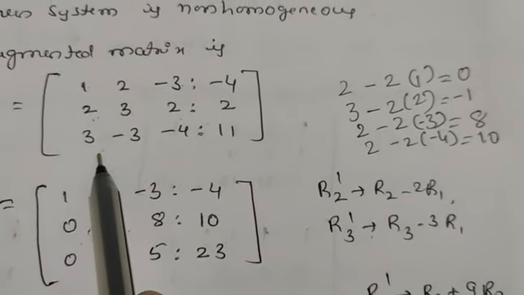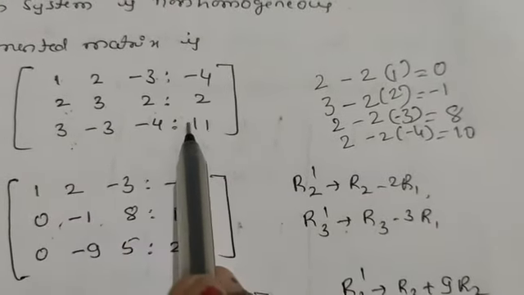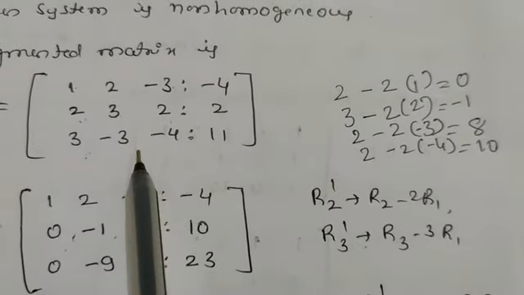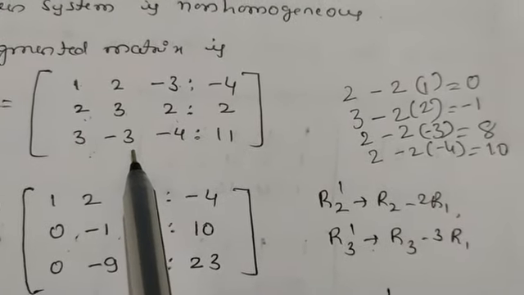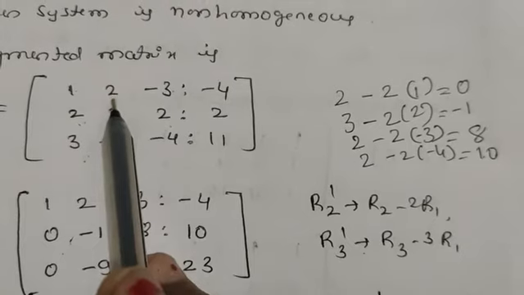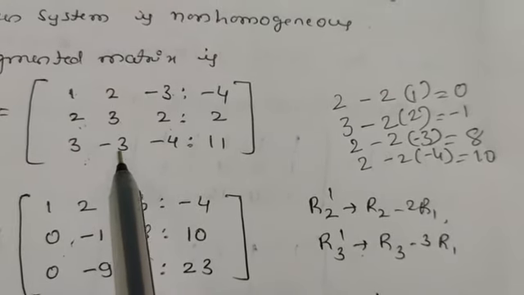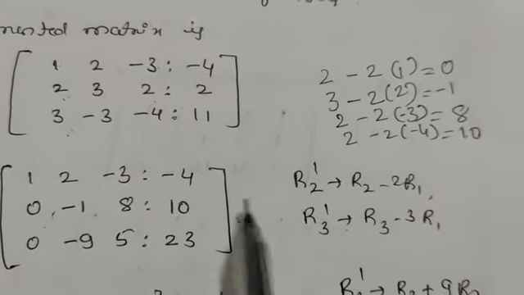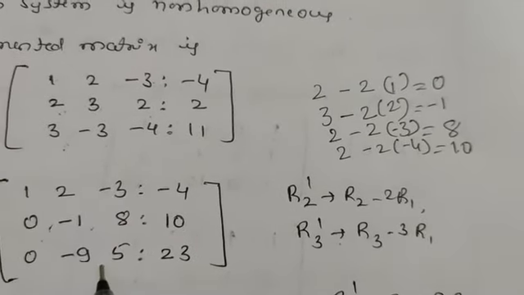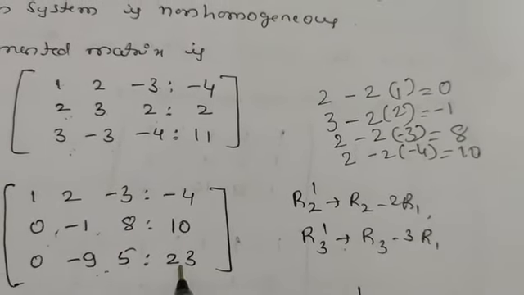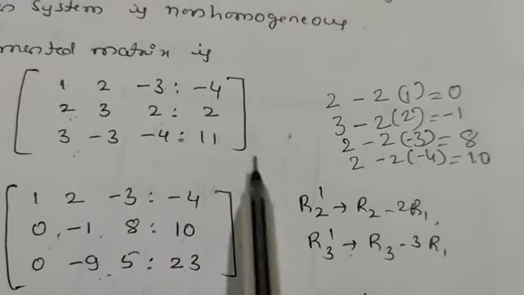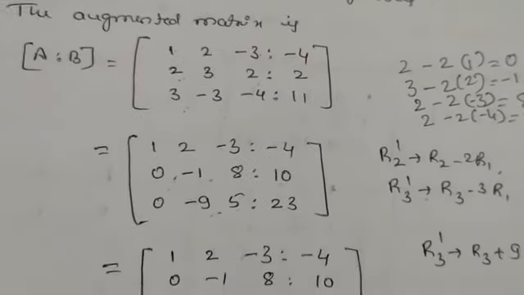Similarly, the third row we are changing: third row minus 3 times first row. 3 minus 3 is 0. The next element is minus 3 minus 3 times 2, so minus 3 minus 6. You simplify in the same way. You will get minus 9, 5 and 23. You simplify yourself, you will definitely get this.